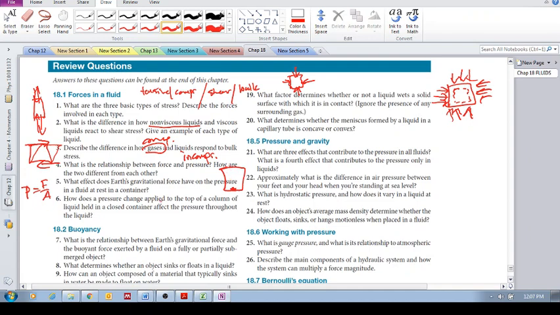6, how does a pressure change applied to the top of a column of liquid held in a closed container affect the pressure throughout the liquid? So you've got this container and you apply a pressure and you change the pressure at the top. How does it affect the pressure throughout the liquid? Well, that pressure change is transmitted right throughout the liquid, the pressure change. Okay? It's transmitted equally to all locations throughout the liquid, and this is called Pascal's principle.